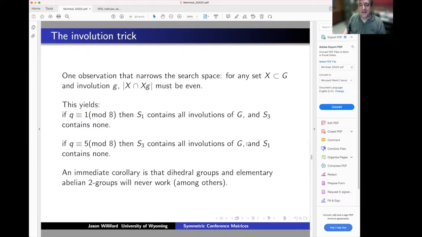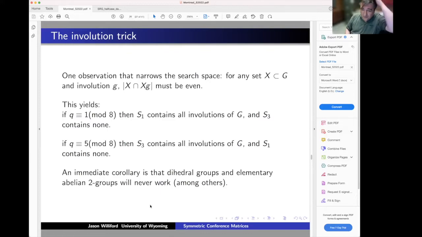S3 instead contains all the involutions, and S1 doesn't if Q is congruent to 5 mod 8. So the upshot is if a group has a lot of involutions, actually, then because they all have to be in the same place, a lot of times that just means it doesn't work. In particular, it's very easy to see the dihedral group is never going to work here. There's too many involutions in it. But sometimes also you get other examples where there's just too many involutions and they're not going to work.